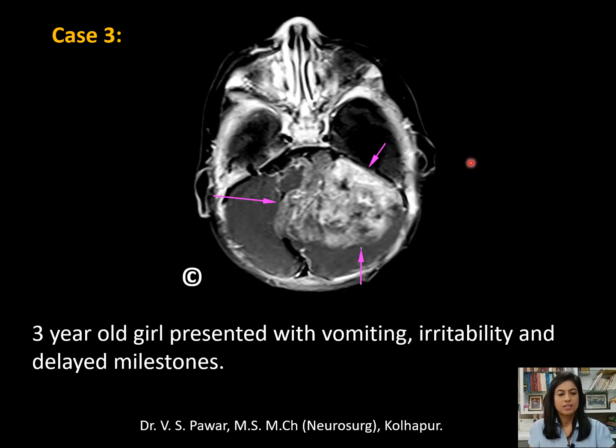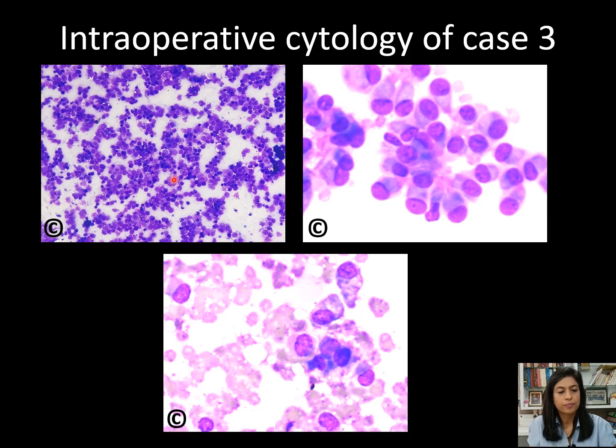Now, again, this is the third case, which was operated by Dr. Virendra Pawar sir, V.S. Pawar sir from Kolhapur. This is a 3-year-old girl who was brought by parents complaining of vomiting, irritability, and delayed milestones. Again, you can see this is a large heterogeneous mass in the left cerebellar region.